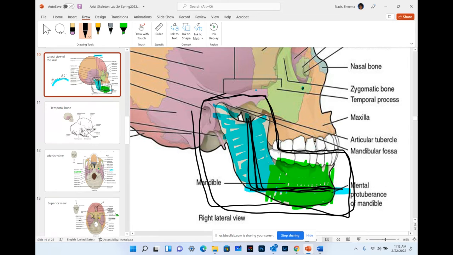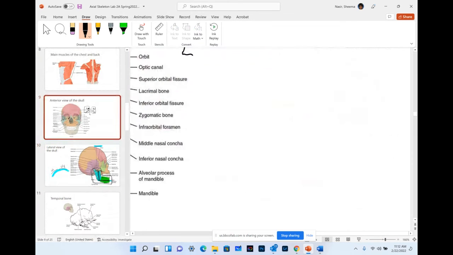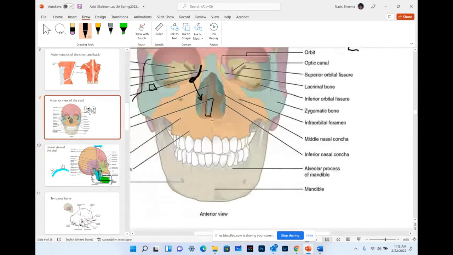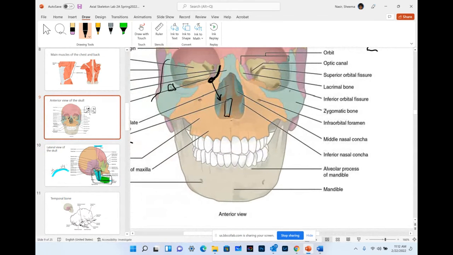Okay. Now the next thing is mental foramen. For that, you have to see the face front, because mental is Latin for chin. So in the front, this is the chin, right? Mental. The muscle attached to it is mentalis. However, these holes right here, these are called mental foramen because they are on the chin.